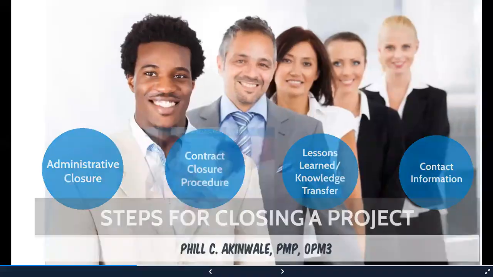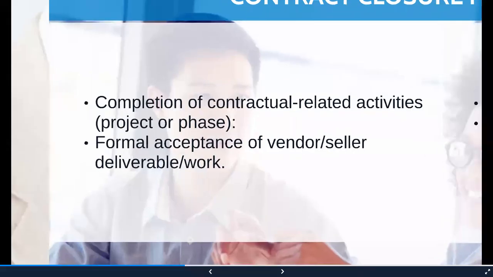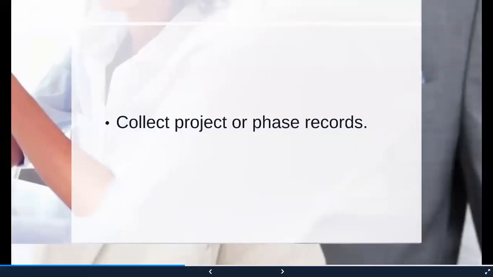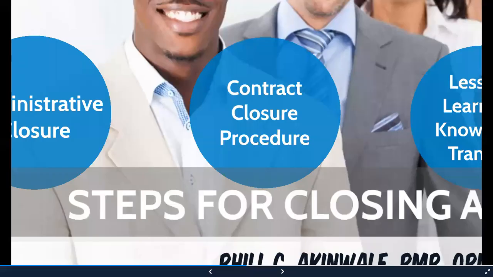Let's talk about contract closure procedures one more time. We're talking about completion of contractual related activities for the project or phase, formal acceptance of the vendor or seller's deliverable or work. These are important steps to take so that one is not in breach of contract. Finalizing open claims, updating records and documents to reflect the final result. Since a lot of companies rely on procurements, it's important that we collect any appropriate project or phase records, and those should end up being archived for future use.